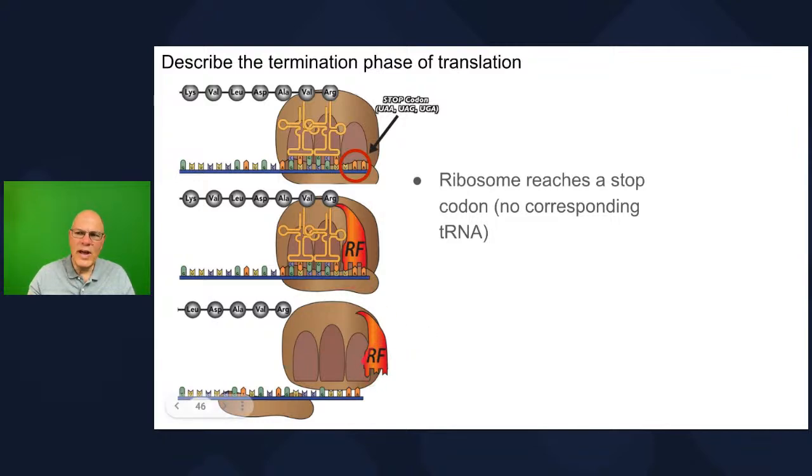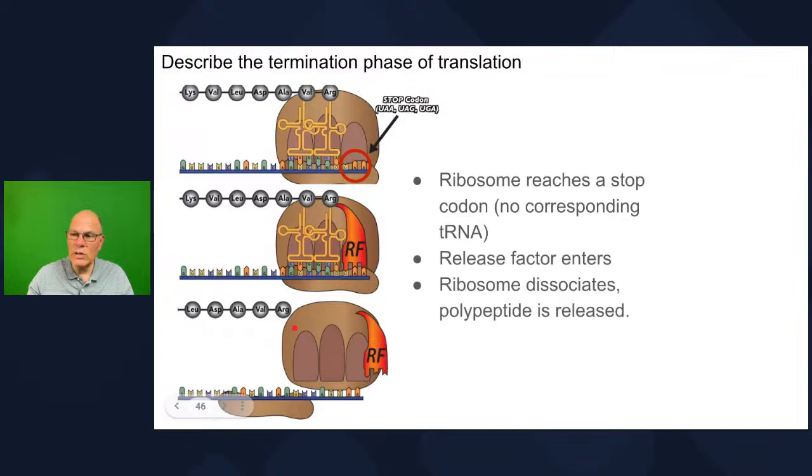So the release factor comes in, the ribosome dissociates, the mRNA goes into the cytoplasm. Sometimes that mRNA is destroyed by enzymes. Sometimes it might actually be read again by another ribosome. But basically, release factor enters, ribosome dissociates, and the polypeptide folds into the functional protein.